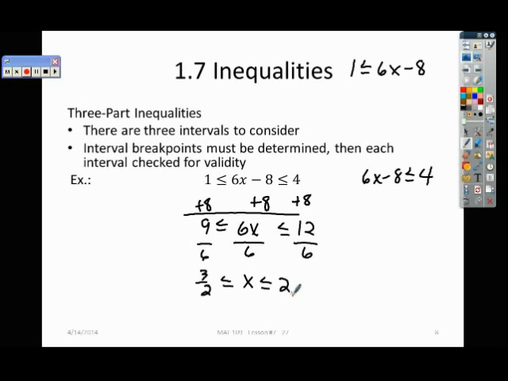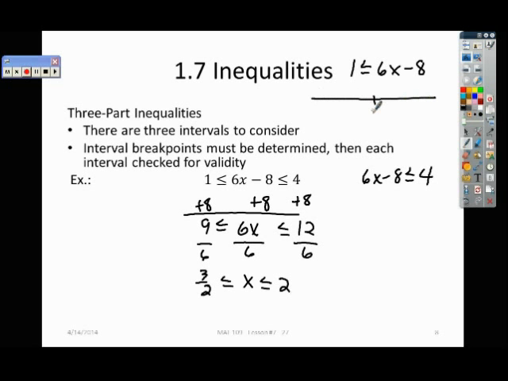That is my solution. I have x. Now, x happens to be between two numbers, not x equals or less than. It's actually between two numbers. If I want to write that in interval notation, there are actually three parts to that.